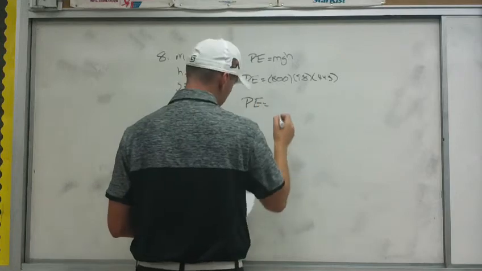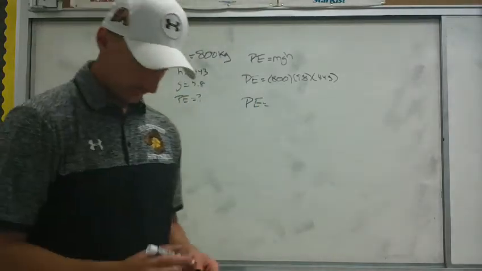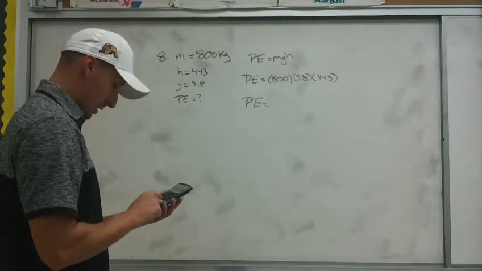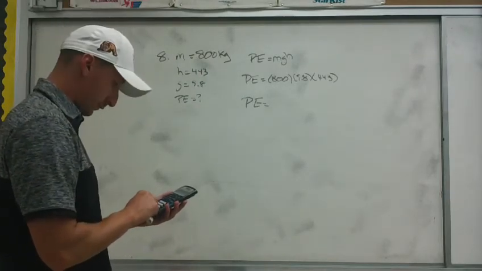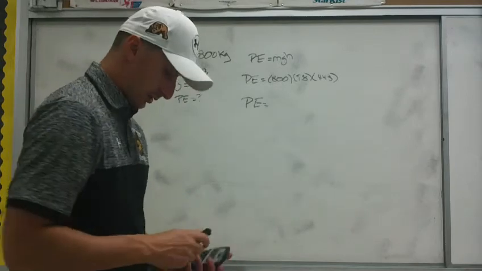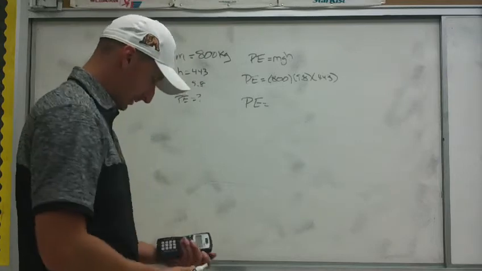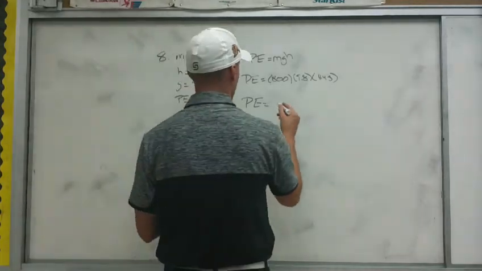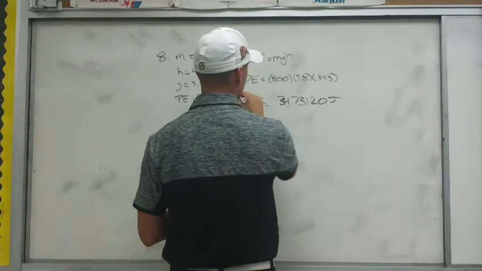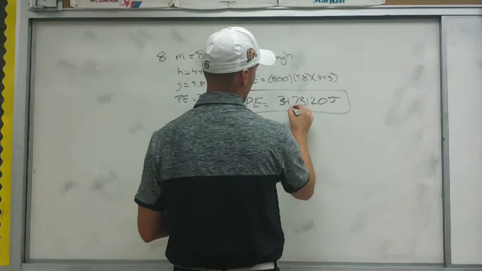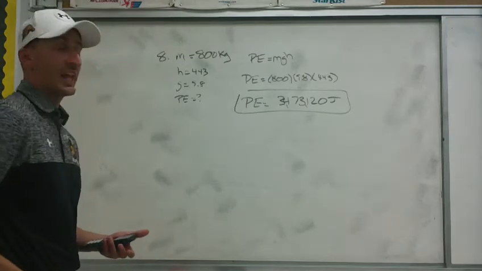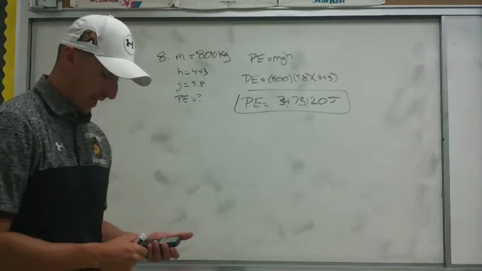PE equals. Type this into my calculator. 800 times 9.8 times 443. Whew, big number. I got 3,473,120 joules. That's the potential energy of that elevator at the highest point in the Sears Tower.